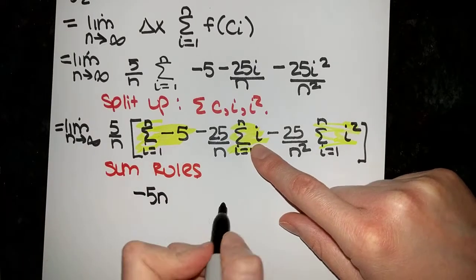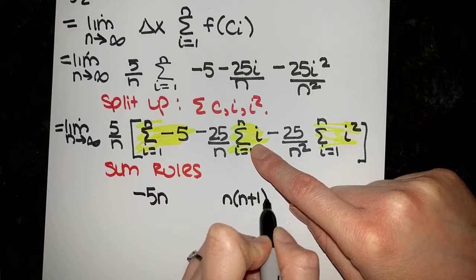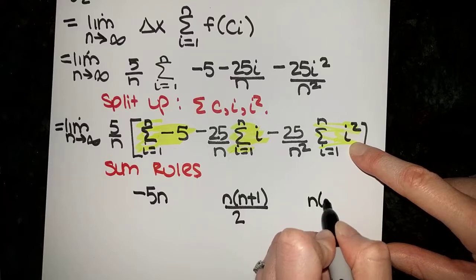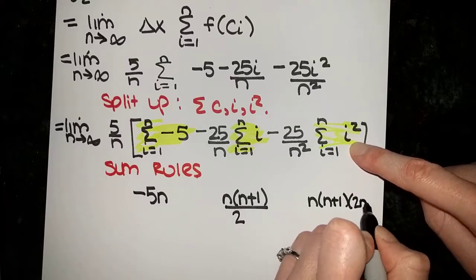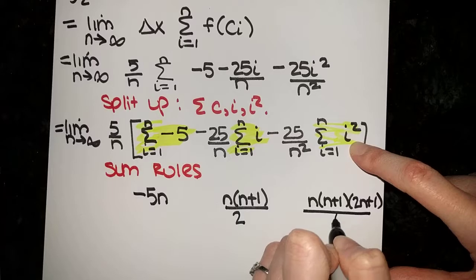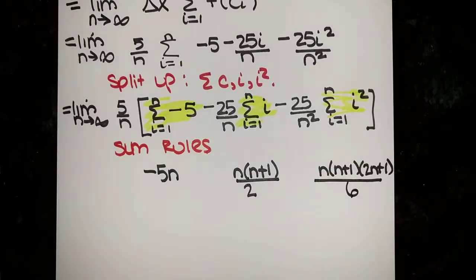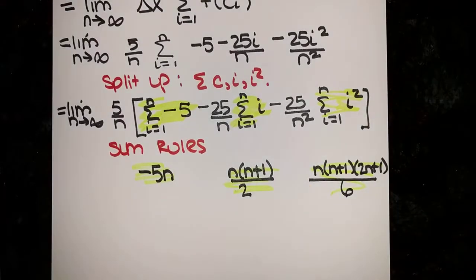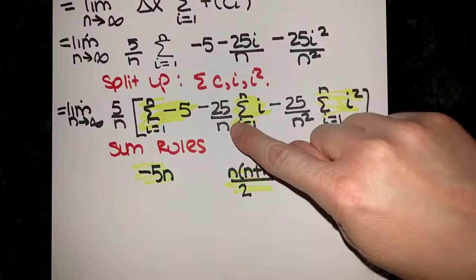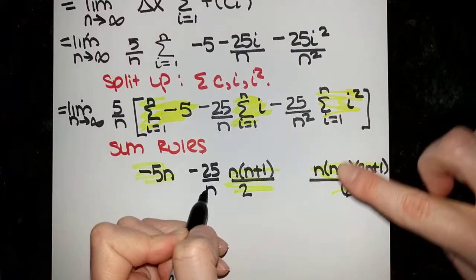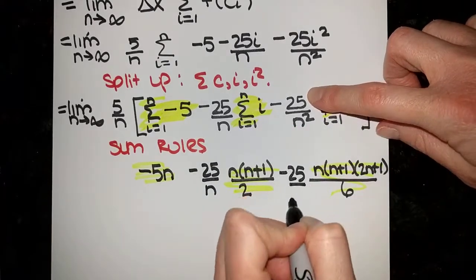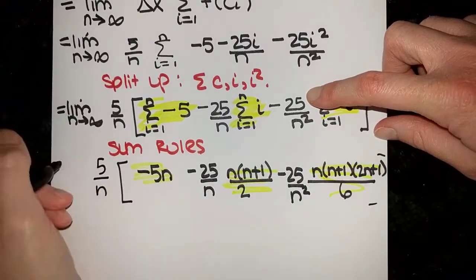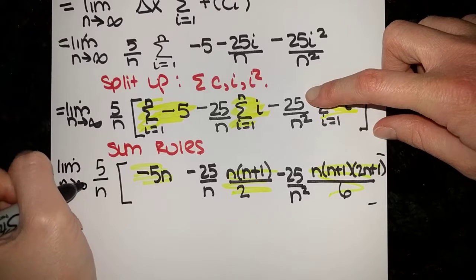The i summed up will become n times n plus 1 over 2. And the i squared summed up will become n times n plus 1 times 2n plus 1 over 6. So again, that summation becomes -5n, this becomes this, and then that. Now, of course, you still have this 25 over n here, and you still have this 25 over n squared here. Then we have this in bracket, and then 5 over n, limit as n goes to infinity.